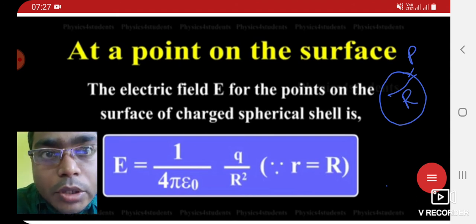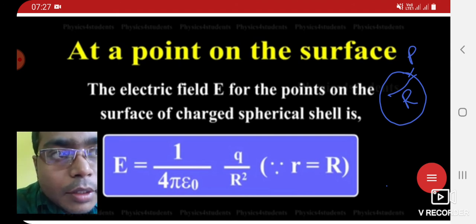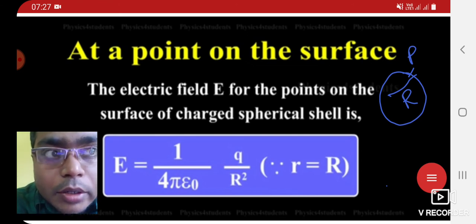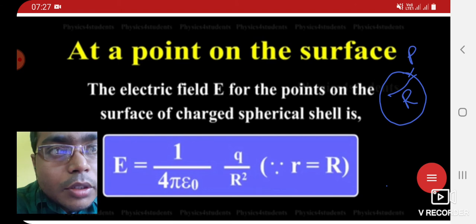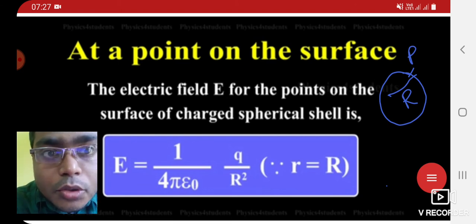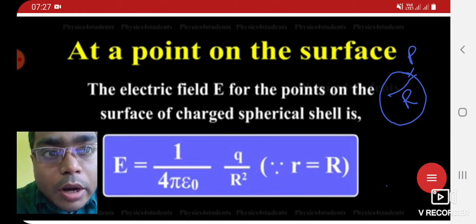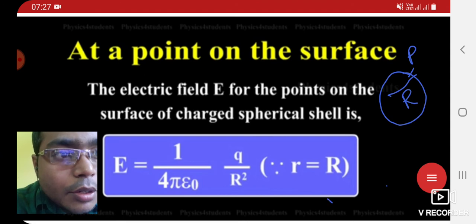Again, we can think of a Gaussian surface that is spherical in nature. The radius of the Gaussian surface this time will be capital R. Then again, we can find the electric field using Gauss law. The final expression you will get is 1 upon 4 pi epsilon naught times Q divided by capital R square. So only this time the change is that small r is replaced by capital R. I think this is clear to all of you.